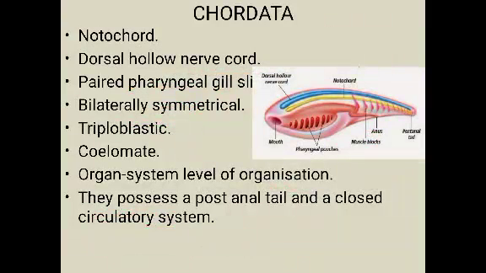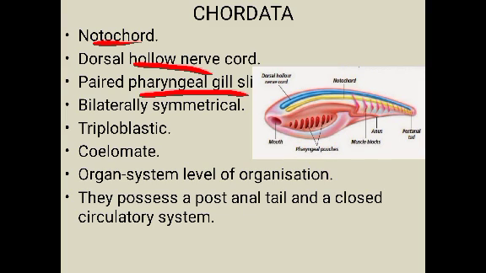Next is the phylum Chordata. Chordata has specialized features like a notochord. They have a notochord, a dorsal hollow nerve cord, and paired pharyngeal gill slits. These are the three main specialized features present in the chordates, or we can say these are the three main fundamental characters.